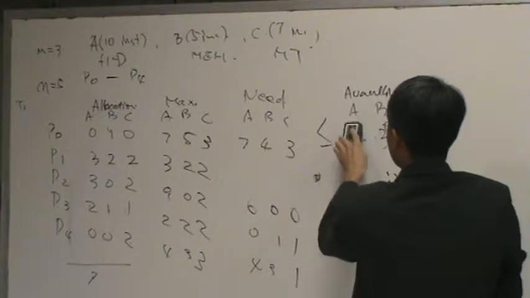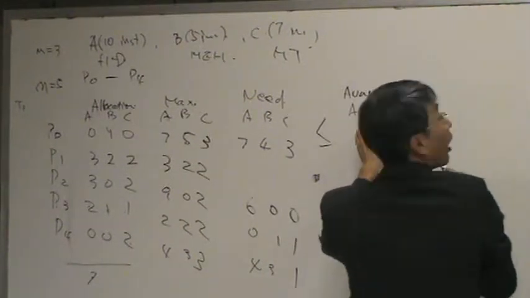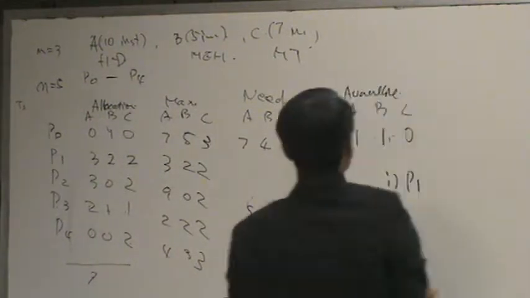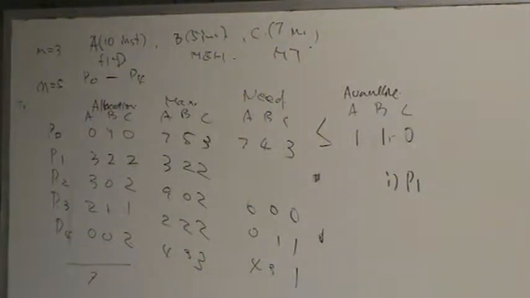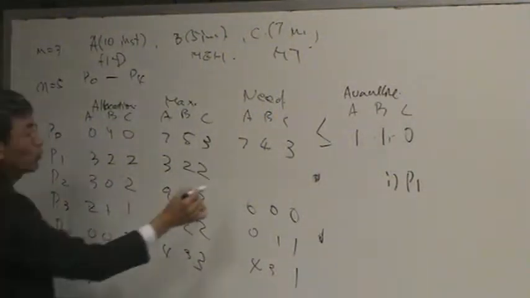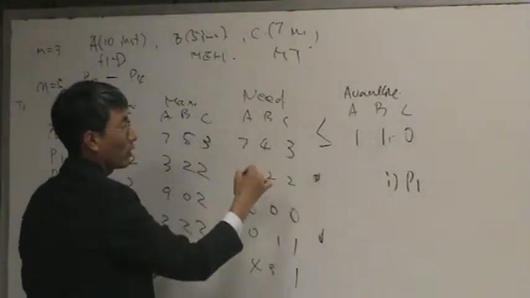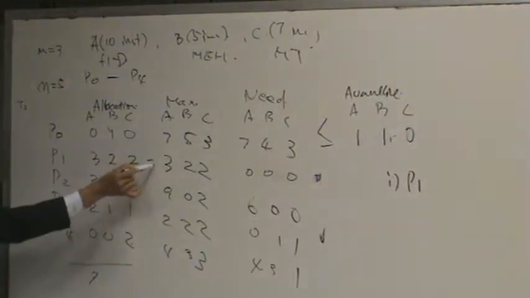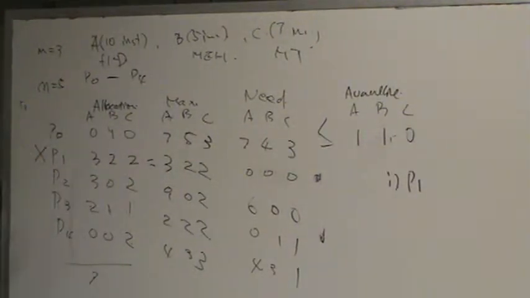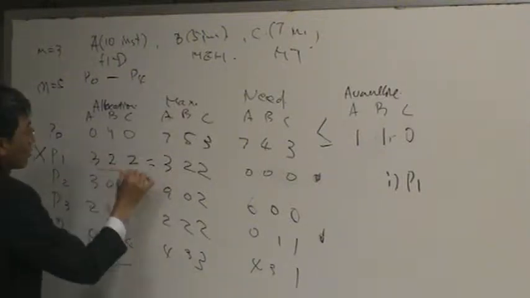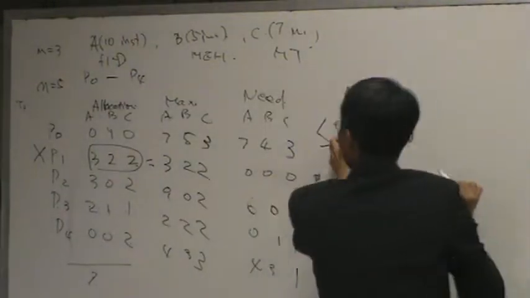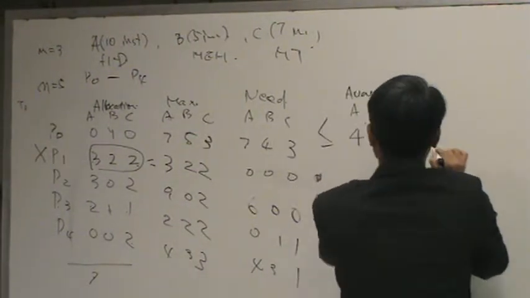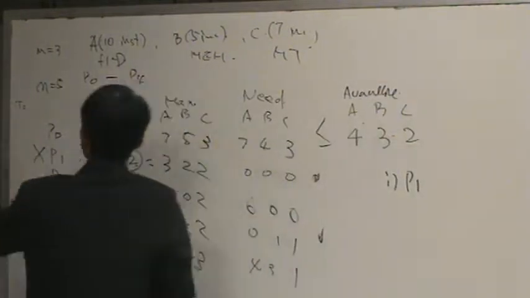You give 1. How many B did you grab? So 1, and this is a 0, right? No. It needs 1, 2, 2, so 3, 3, 2. Yes. Okay, so it's the same, which means that it will be completed. Then all resources will be returned to the available. This will be 4, this will be 3, this will be 2. Okay, so P1 is done.